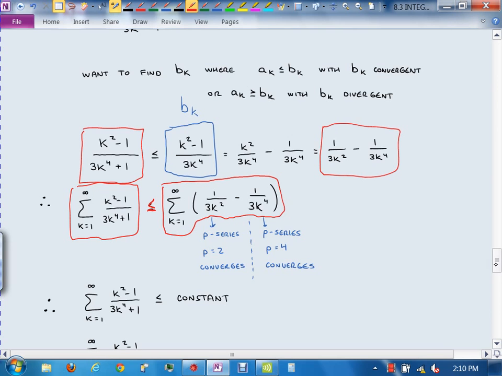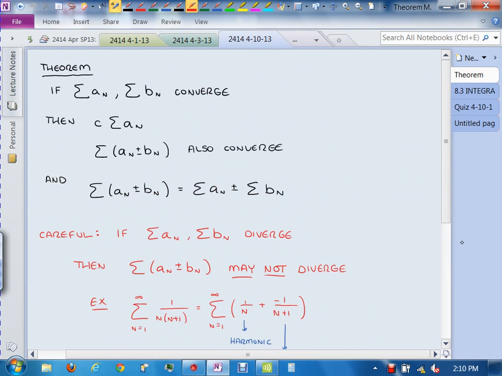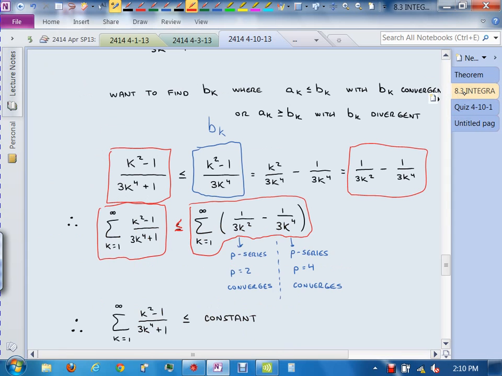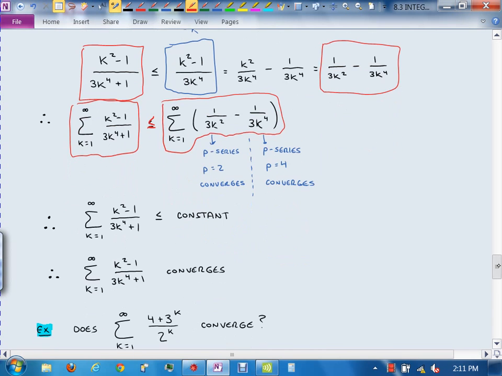That's the first thing I put on the board today after the quiz, didn't I? Right here. If these two converge, then when you add them up, they converge also. But I said, wait, if they diverge, you can't say that, right? Okay, but these, luckily for us, converged. So since these both converge, this whole thing converges, which means it goes to a number, doesn't it? And that means that the left side is smaller than or equal to a constant, which means that it converges. And I'm done.